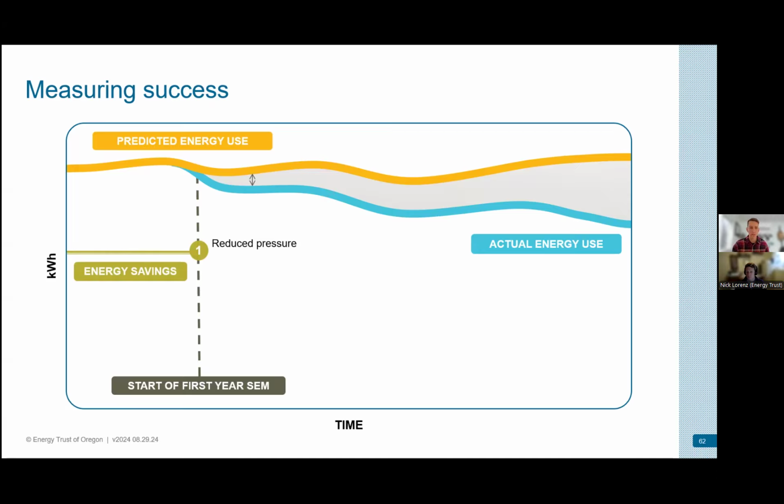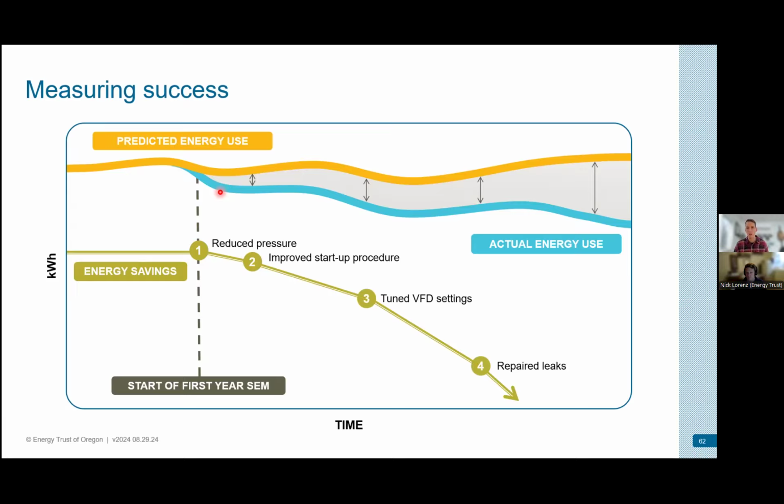So let's just say for this particular fictitious company, on the very first day of SEM, they reduce the pressure in one of their key energy systems. And that is what starts to drive actual energy use lower and starts to get us savings. Shortly thereafter, they improve their startup procedure. Then they tune their VFD settings. And finally, there's some compressed air leaks before they go on and do even more.